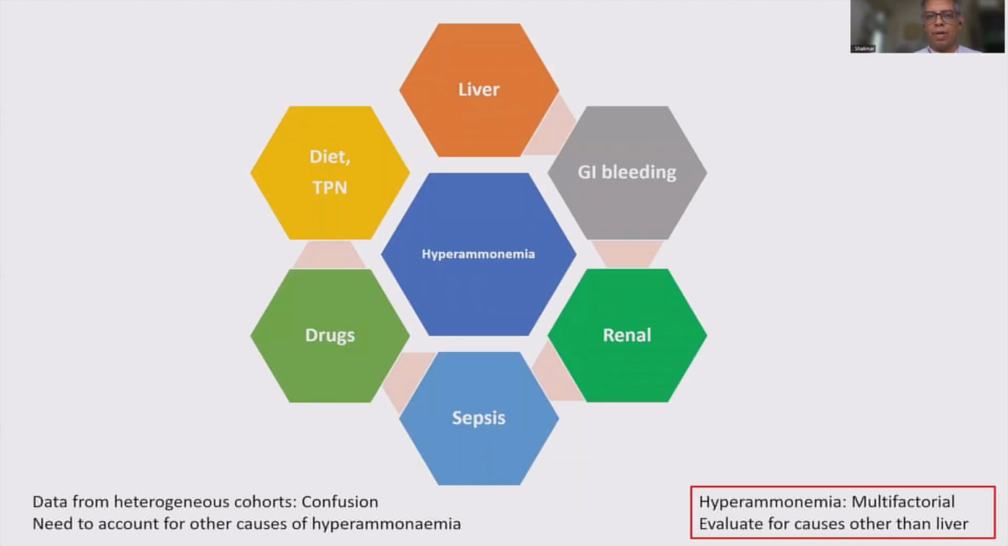So apart from the factors which I showed, that is liver failure and diet, there are other factors including GI bleeding, presence of renal failure, sepsis, certain drugs, and total parenteral nutrition which affect ammonia levels. So published data from heterogeneous cohorts is causing confusion in my mind about the role of ammonia as a predictor of outcome, and we need to keep in mind these factors which can influence the ammonia values in your patient, and we need to evaluate for other causes of ammonia elevation in such patients.